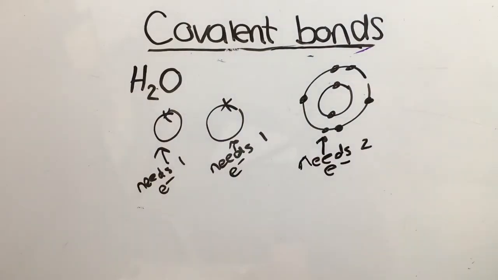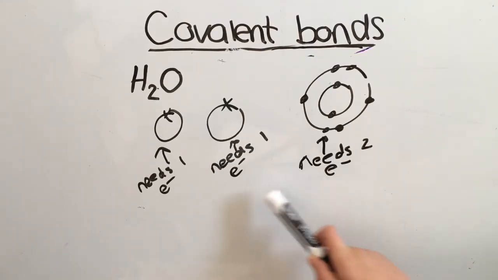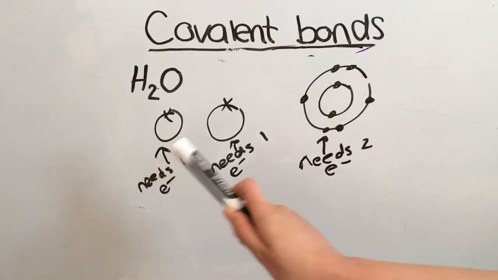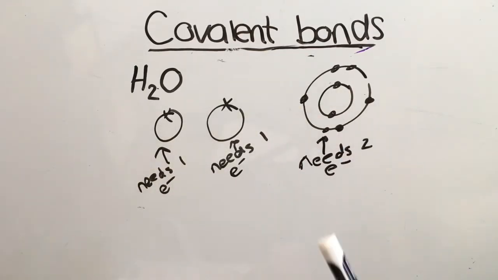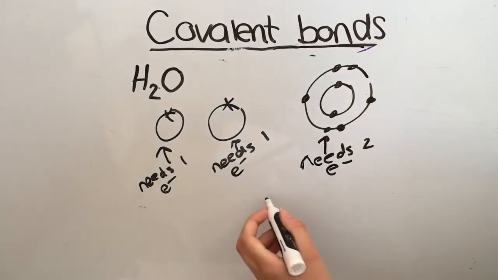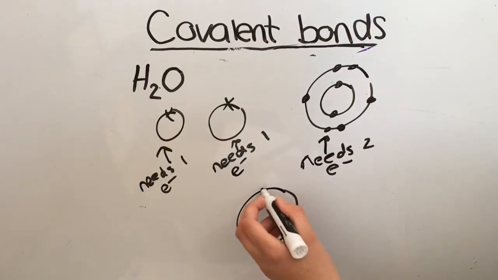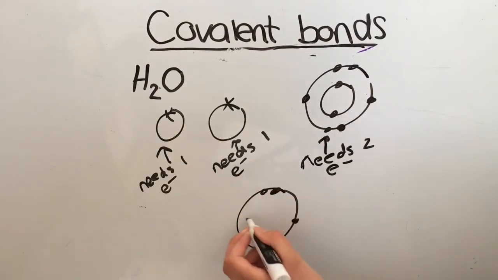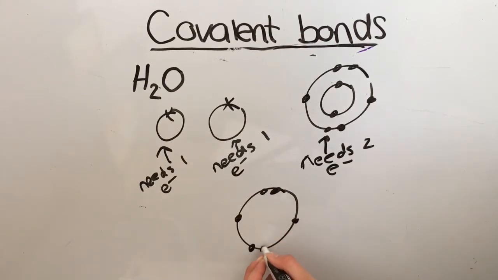Okay, so we've done the first step, and now we need to draw it as a covalent bond. It's not just going to be 2 circles overlapping, because we've got 3 drawn here. We are just going to draw the outer shell, so I'm going to start with oxygen in the middle. I'm going to draw 2 there, 1 on either side, and then the 2 at the bottom.